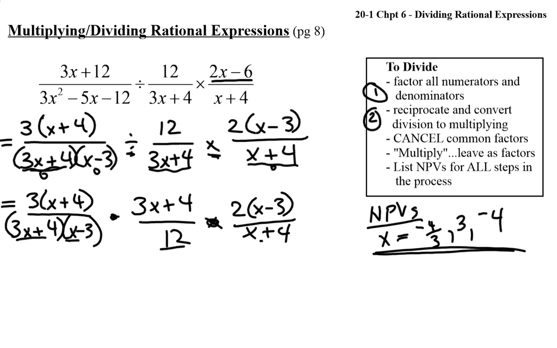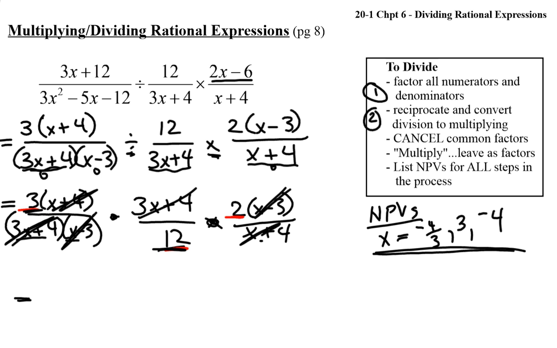At this point now it's all multiplying. Let's cancel. We have a 3x plus 4 and a 3x plus 4. We have an x plus 4 and an x plus 4. We have an x minus 3 and an x minus 3. What else do we have? We then have, and I'm going to change colors because it's hard to see, a 3 and a 2 and a 12. Well, technically, we can start to cancel.